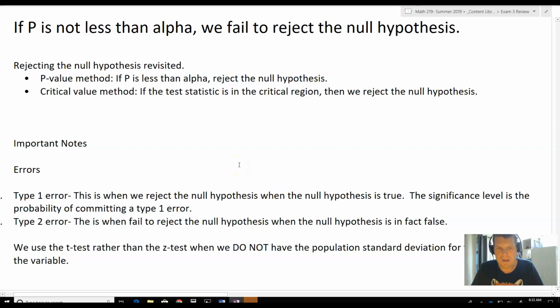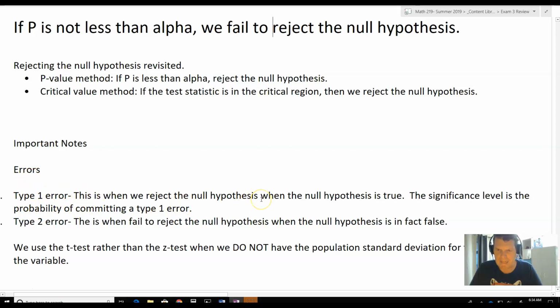Some important notes about errors. One, a type 1 error is when we reject the null hypothesis when the null hypothesis is true. The significance level is the probability of committing a type 1 error. This sometimes can be a little bit difficult. If you have problems with it, please send me a note as you're working through the problems in section 9.3, the third part of chapter 9. A type 2 error is when we fail to reject the null hypothesis when the null hypothesis is in fact false. Remember that the probability of a type 1 error is called alpha. This is the one we want to avoid at all costs.